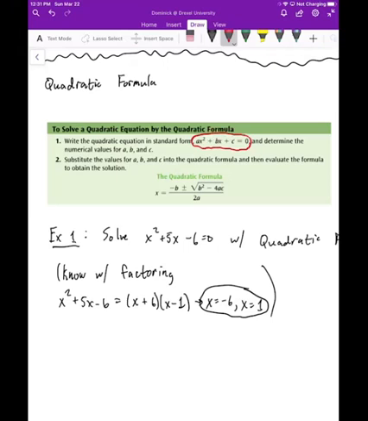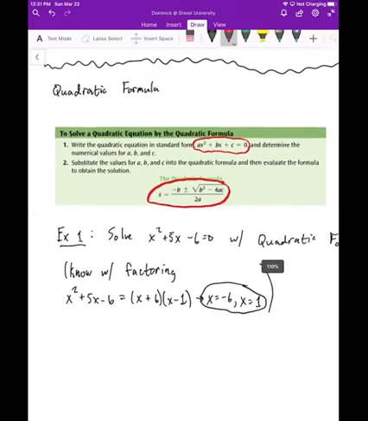If we consider our x squared coefficient to be a, our x coefficient to be b, and our constant to be c, as long as everything is on one side, we can substitute it into this formula to arrive at a solution. So let's look at an example of that in action.